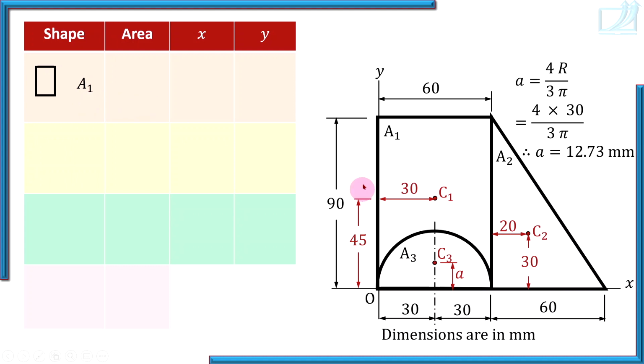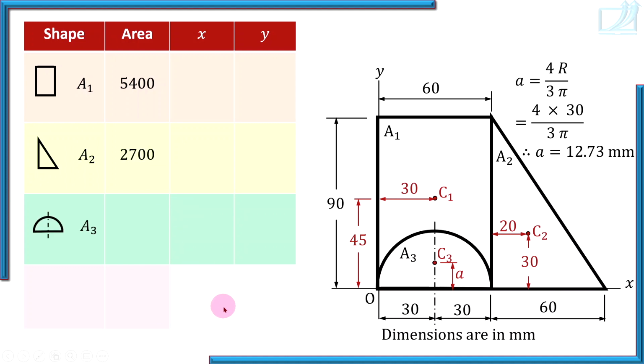And of course it is a rectangular area, and from school level you are finding area of a rectangle, 60 into 90. So put that value here. Second area A2, base into height by 2, 60 into 90 by 2. Calculate it on calculator and insert that value.